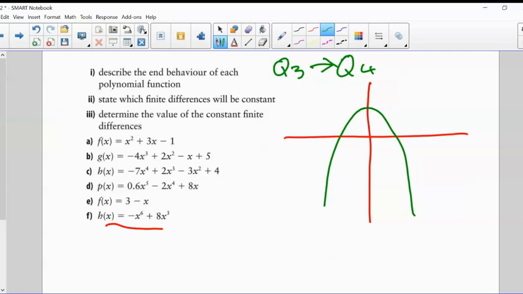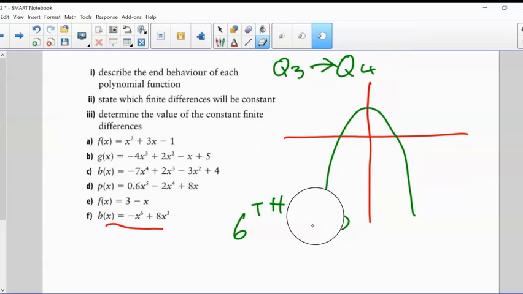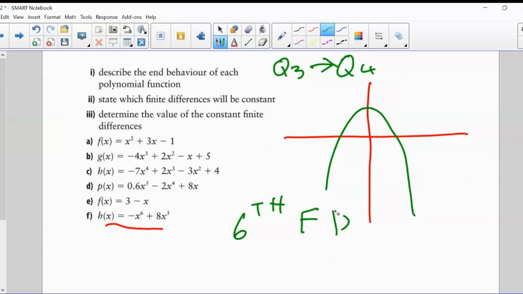Emily, can you tell us which of the finite differences are going to be constant this time for this particular function? The sixth difference. Well done. The sixth finite difference is going to be constant. Oh, that's ugly. That is ugly. The sixth FD. Thank you, Emily. And hopefully everybody's clear on why it's the sixth one. And I'll take Emily out for now.